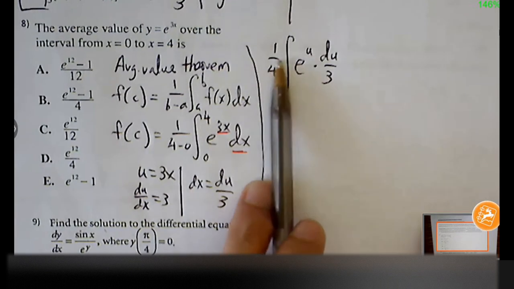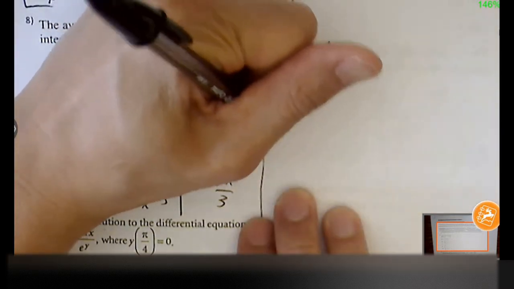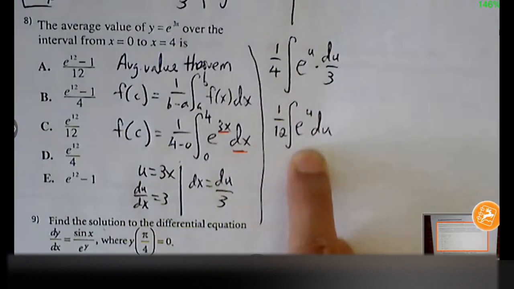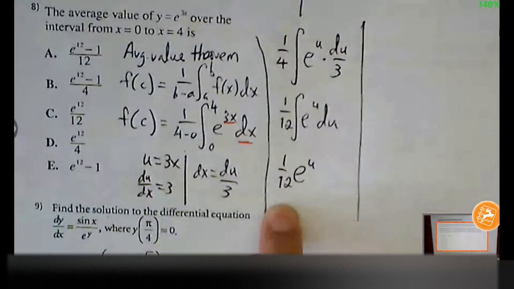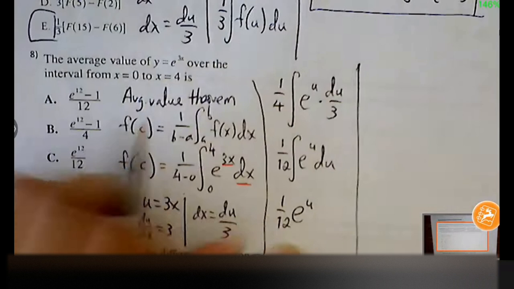So I'm going to push that 3 out in front. There's already a 1/4 out in front. So 1/4 times 1/3 is 1/12. Okay. Next up, the integral of e to the u. The nice thing about e to the u is the integral is just itself. Okay, we have our antiderivative. I'll bring this back in terms of x, and then I can rely on my original bounds.